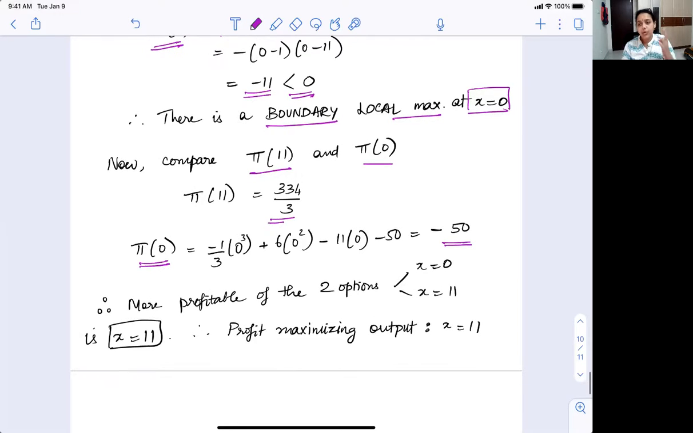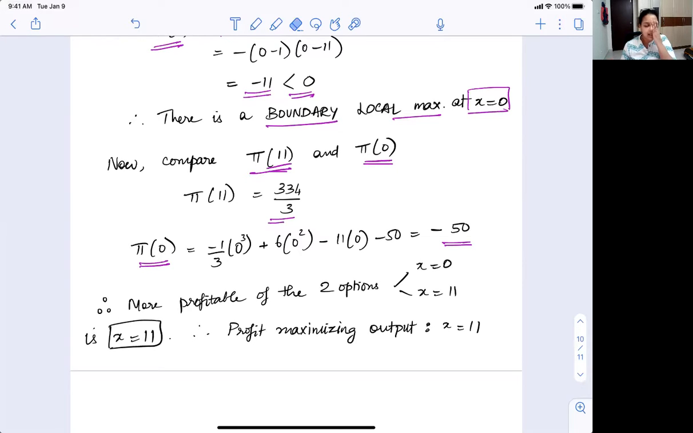Now, we know that we have two local maximum points. One is an interior point, which is at x is equal to 11, and we have a boundary solution at x is equal to 0. We have two local maxima. Which one gives us the higher profits? Naturally, x is equal to 11, giving higher profits.